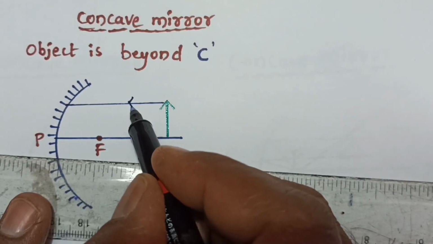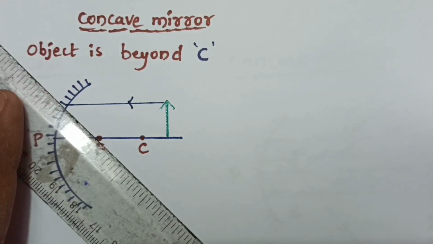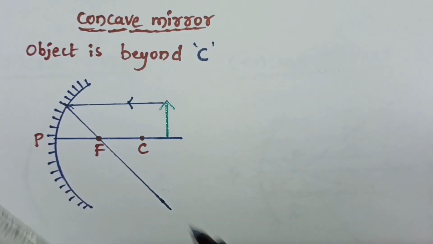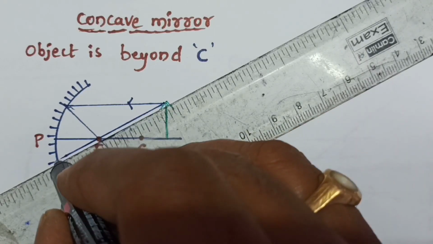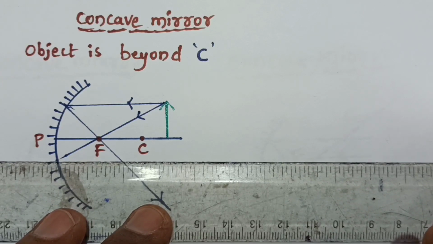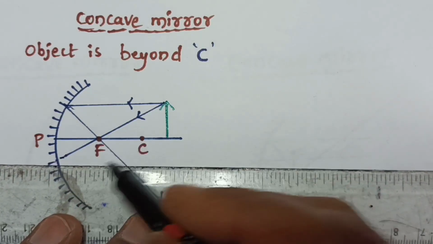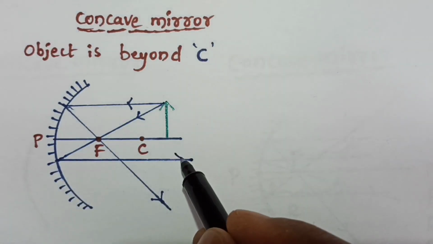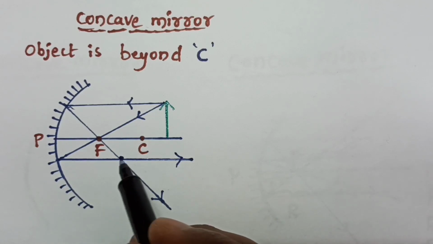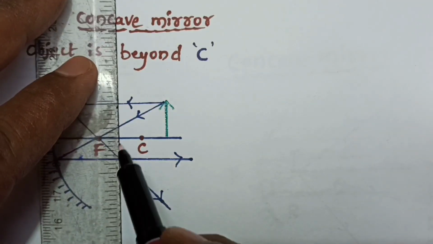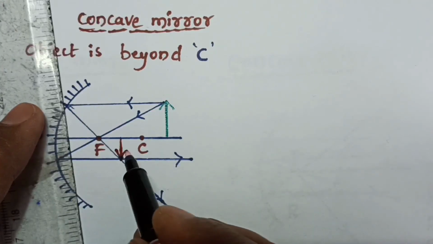The first incident ray is parallel to the principal axis and it passes through the focus after reflection. The second incident ray is passing through the focus point and it becomes parallel to the principal axis after reflection. These two reflected rays are converging rays and they intersect with each other in the space between center of curvature and focus point.